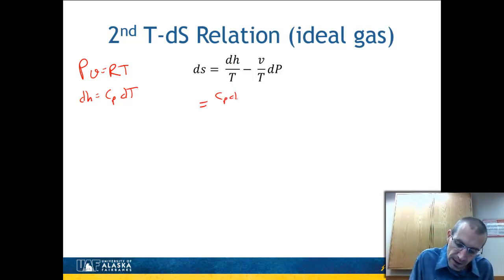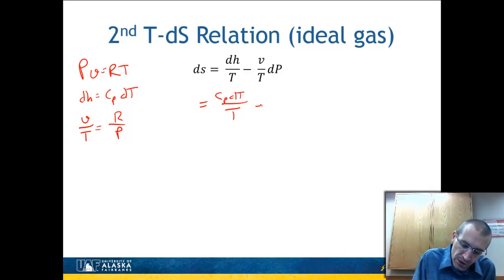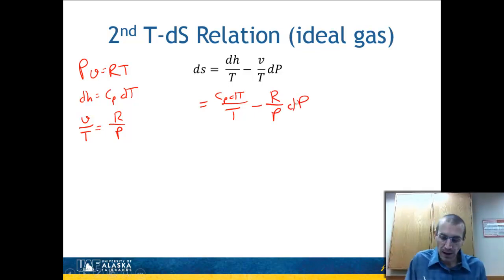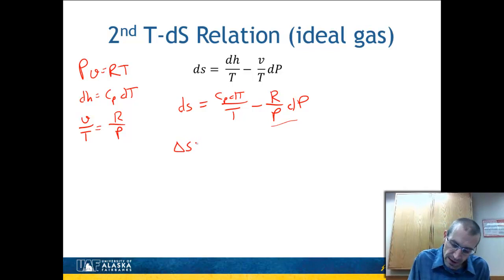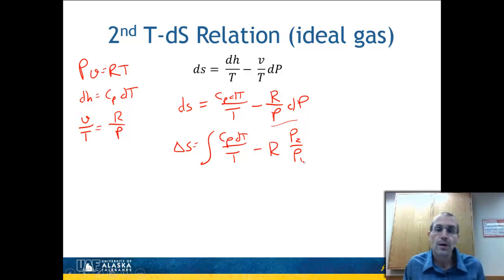We get Cp dT over T with the first relationship, and V over T from the ideal gas law, V over T is R over P. So this is going to be R over P dP. And now I can go ahead and actually integrate this last term on the right-hand side, because again, R is a constant. So delta S is going to be the integral of Cp dT over T minus, and I can just integrate this directly. This is going to be R ln of P2 over P1.